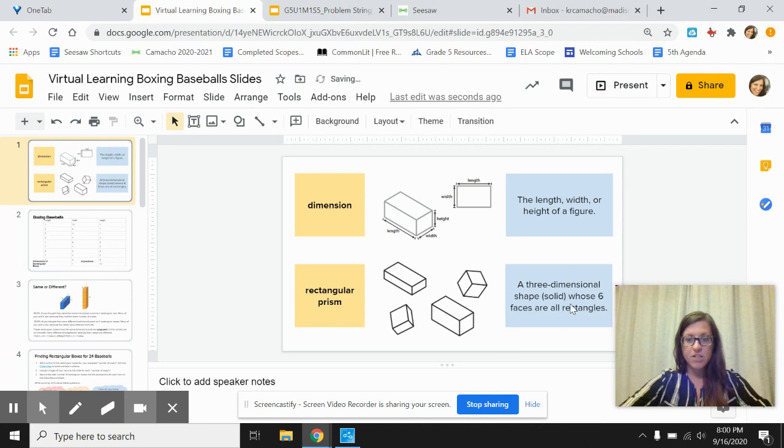So a 3-dimensional shape is a rectangular prism where all 6 of its sides are rectangles. And you might notice this one here's a square. Well, a square is a rectangle. So all of these are rectangular prisms.